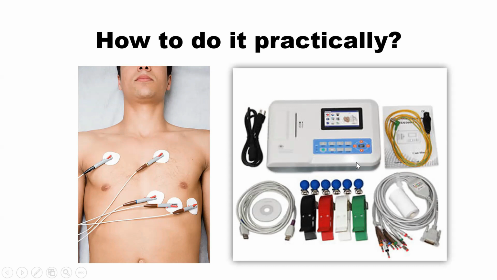However, if you've got a machine like this, the limb leads of this ECG are attached to the body through these big alligator clips, and the chest leads are attached through these suction cups. Now, the problem here is that you have to attach the limb leads to the chest of the patient, and hence these large clips are not really going to help you.